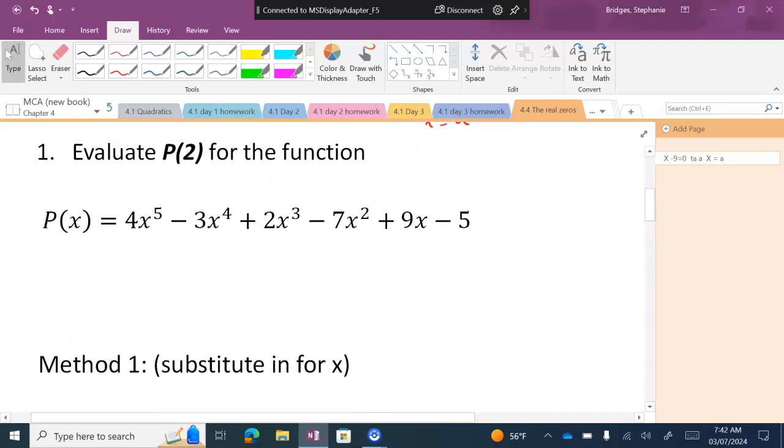So we're going to find p of 2. We're going to find the value of our polynomial p when x is equal to 2. And there are 2 methods, like I told you. We're going to substitute that number in for x first. That polynomial is 4x to the 5th minus 3x to the 4th plus 2x to the 3rd minus 7x squared plus 9x minus 5. Pretty long polynomial. And what we want to do is substitute in 2 everywhere there is an x. The number that's inside your parenthesis, that 2 right there, is what we're going to put in place of x.